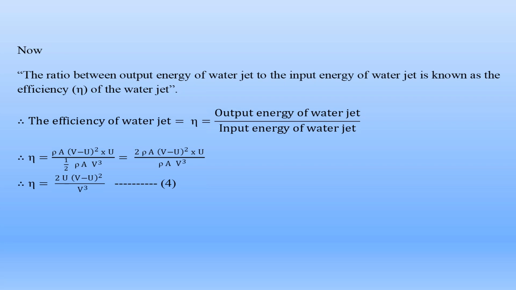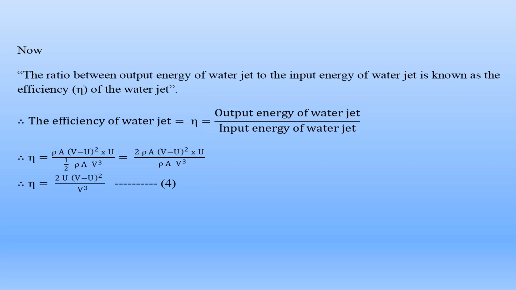So in the moving plate, we have the output energy of the water jet, the input energy of the water jet, and also the efficiency of the water jet. The efficiency of the water jet, eta, is equal to the output energy of the water jet divided by the input energy of the water jet. We know that in this condition, the input energy of the water jet is half rho a into V cube. The output energy of the water jet is rho a into (V minus u) whole square into u.